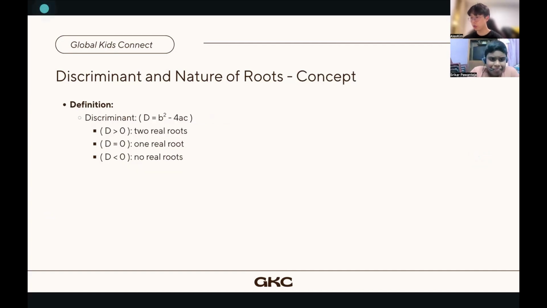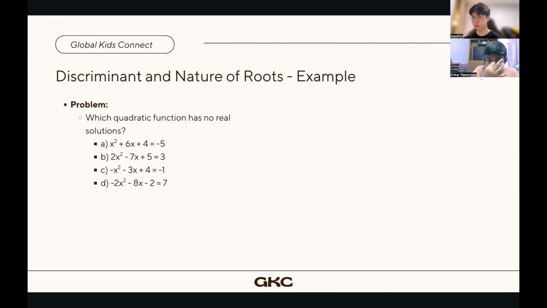And so we can see our example question: which quadratic function has no real solutions? We are given four quadratic functions, and we have to find which one has no real solution. If you remember, for a function to have no real solutions, the discriminant must be less than zero. We'll find the discriminant, which is equal to b squared minus 4ac. Then we can just plug in values for b, a, and c.